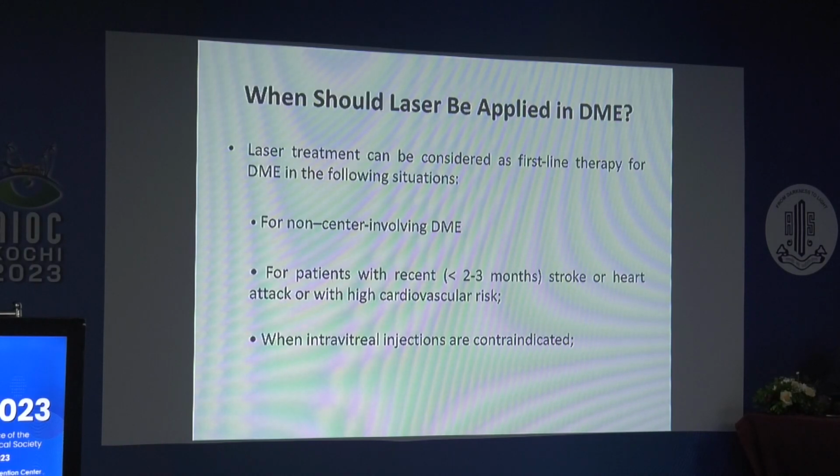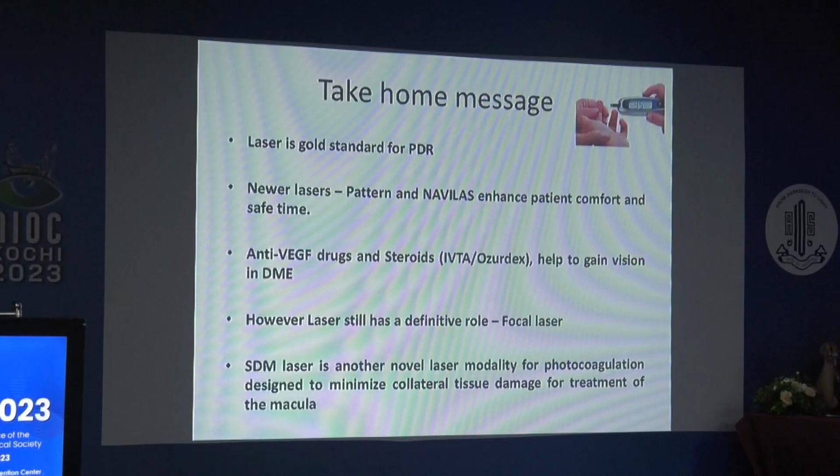So when should laser be applied as a primary treatment? When there is a non-center involving DME. If a patient has had a recent stroke or a heart event of less than 2 months, then probably anti-VEGFs are contraindicated. And even if the patient has glaucoma and you can't give a steroid, then probably doing a focal laser or a sub-threshold laser is often the choice.